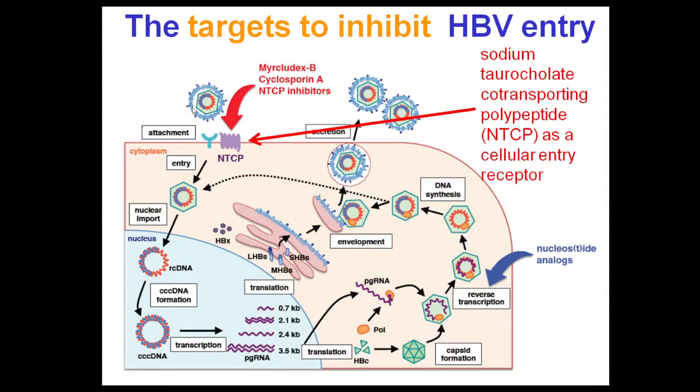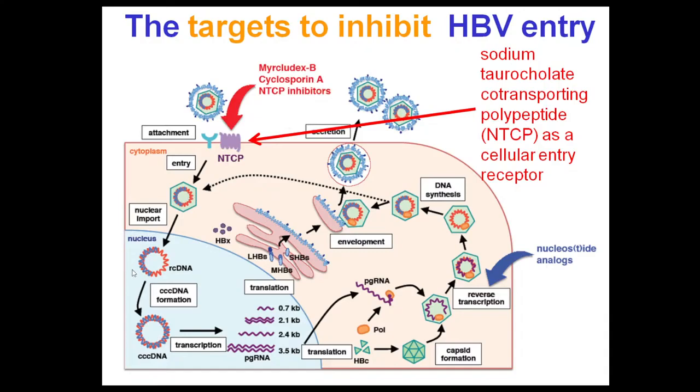If we take a look at the possible targets that can be used in treatment of hepatitis B infection, you can see here that possibly the inhibitors can be used that are Myrcludex B and cyclosporin A. These are sodium taurocholate co-transporting polypeptide inhibitors. They may inhibit this receptor and so prevent the attachment of the hepatitis B virus to the surface receptor.